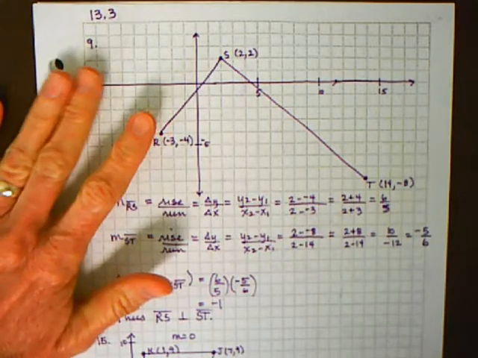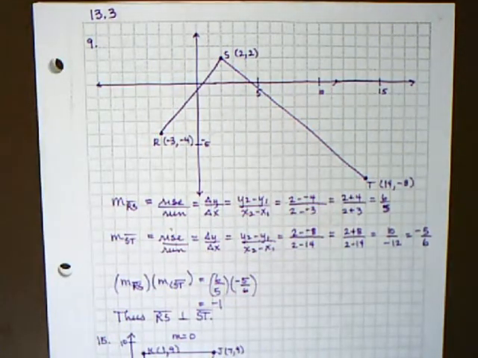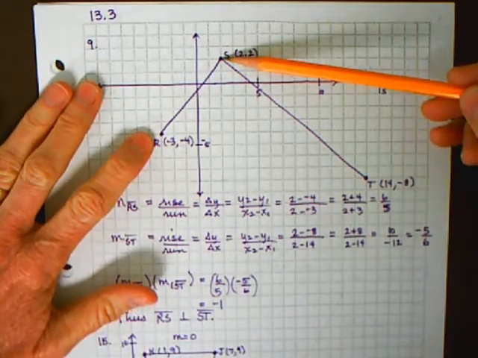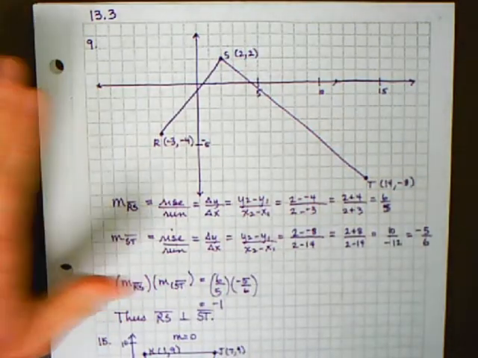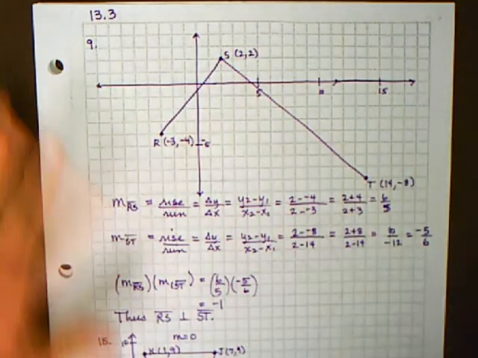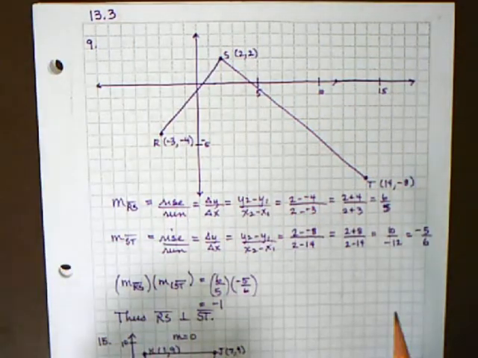So I actually plotted this on a piece of paper to make it easier to see. But I'm going to find the slope of RS, and I'm going to compare it to the slope of ST. Now, if you didn't draw the picture, you'd have to find the slopes of all 3 and figure out which 2 were negative reciprocals of each other, and then those would be your perpendicular lines. But anyways, it's pretty clear here that RS is perpendicular to ST, but I actually have to show that mathematically.